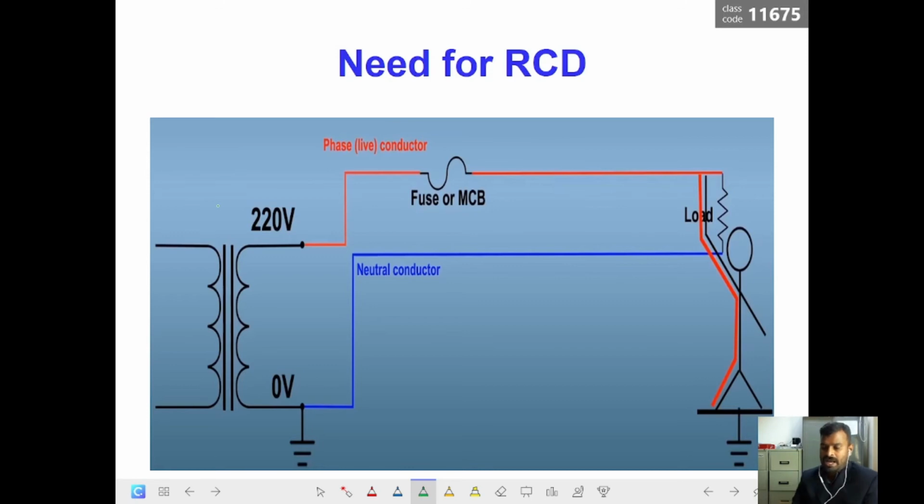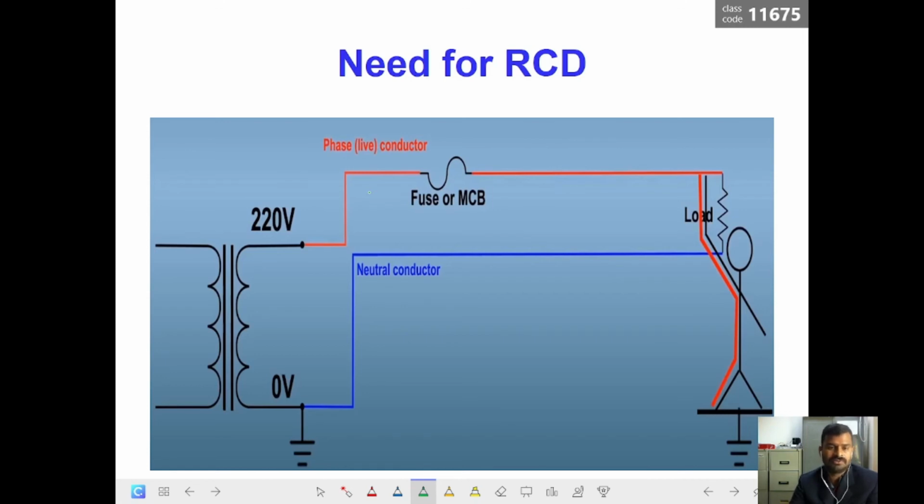Right. So we have the protective device MCB, which would protect us from the short circuit and from the overload. Now, in the circuit which I have shown you a little earlier, I have also shown one more protective device, that is an RCD. Why do we need that RCD?